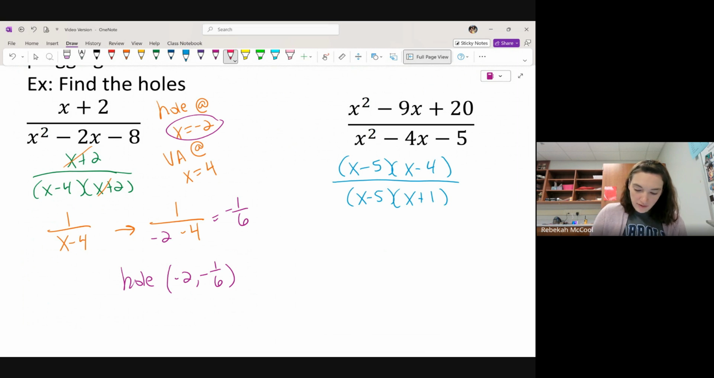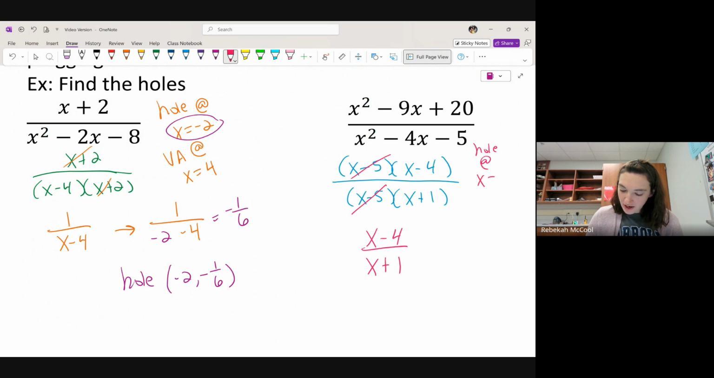So again, we have this cancellation of common factors. And so we come up with this simpler function that's going to behave the same way. So now we see we're going to have a hole at x is 5, because that's the factor that canceled. And we'll have a vertical asymptote at x is -1, because that's what's left in our denominator. But we're going to take it that step further and figure out where that hole would be.